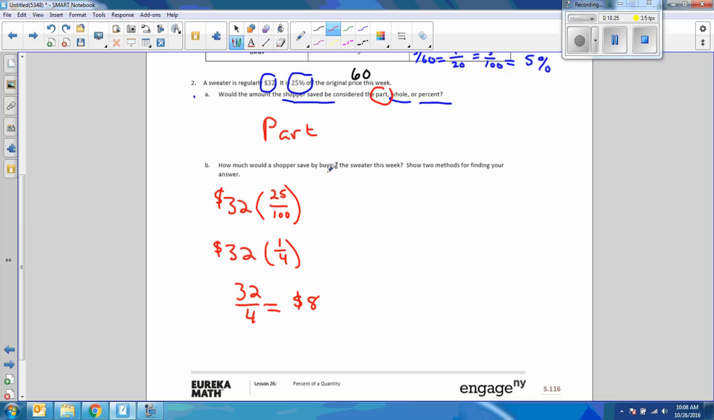So how much would the shopper save? The shopper would save $8. Be careful with the question. It could have said, how much did the shopper pay? And then we would have to have subtracted. And who knows, maybe the next question does say that.